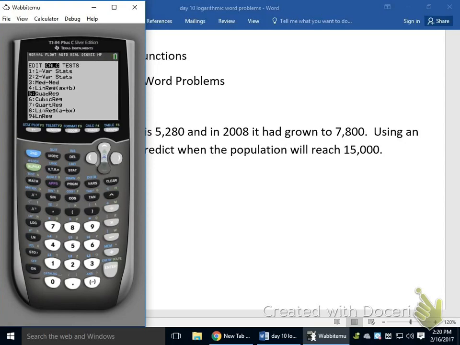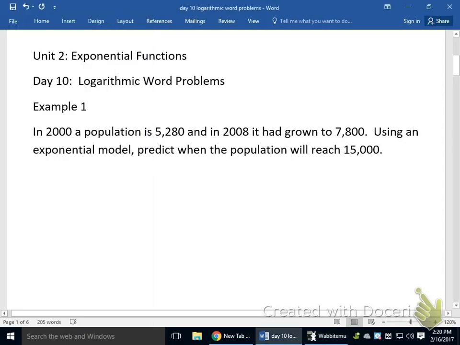And now I'll do an exponential regression. So I'm going to use this function right here: Y equals 5280 times 1.04, I'll make that 1.05, to the x. Usually you'd want to round further than that, but that's fine on this problem.